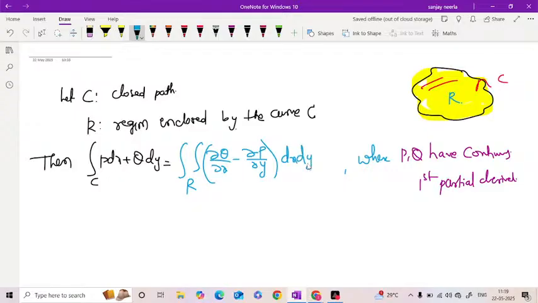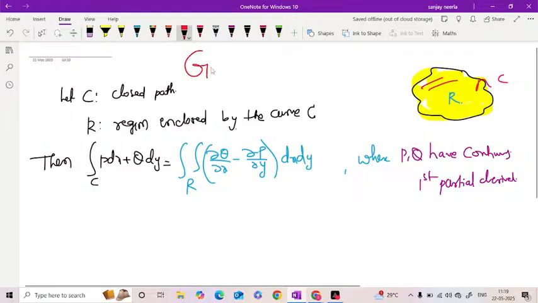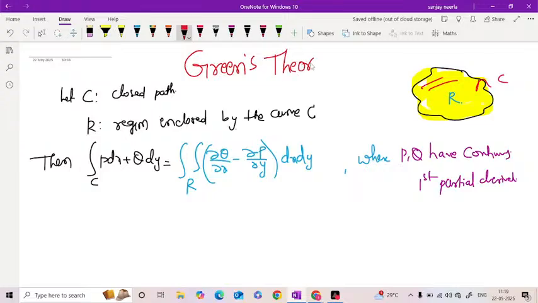That means this line integral we are converting into the double integral. So this is the statement of Green's theorem. Here we are writing the line integral as a double integral. That means integral of P dx plus Q dy is equal to the double integral of dou Q by dou x minus dou P by dou y, into dx dy. Okay.